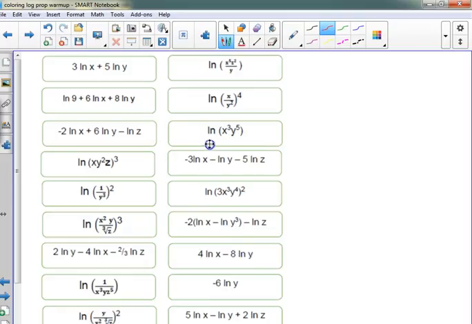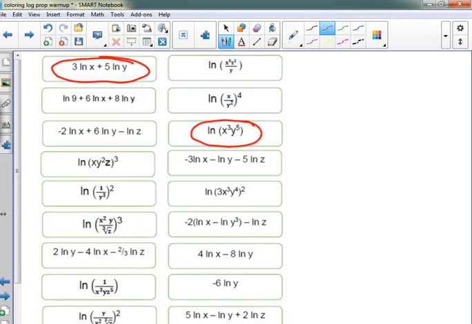It's matching, like this one here, ln of x cubed y to the fifth. That should be 3 ln of x plus 5 ln of y. Do you find that somewhere? Right there, right? So color those the same. I just did.